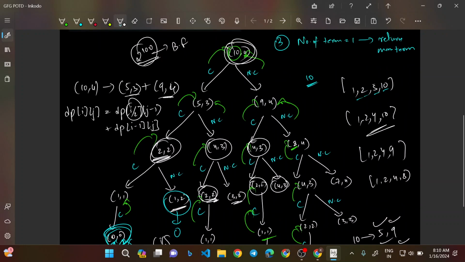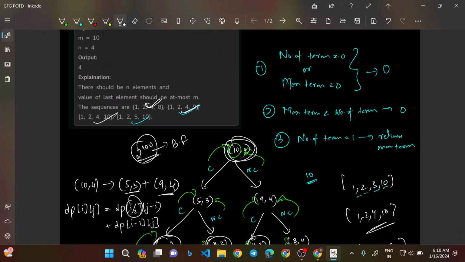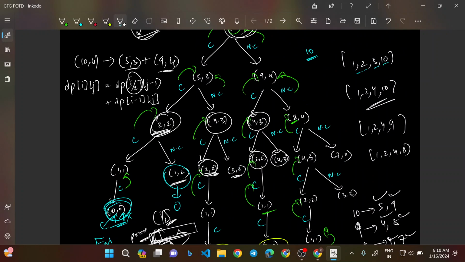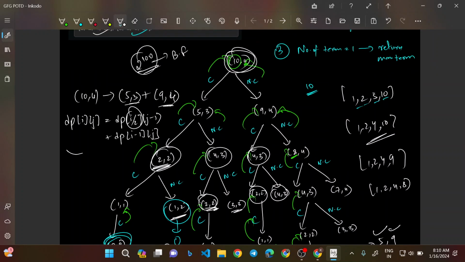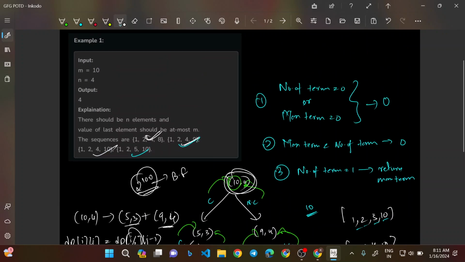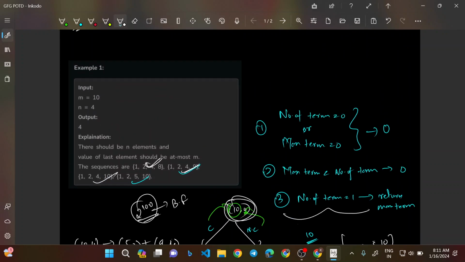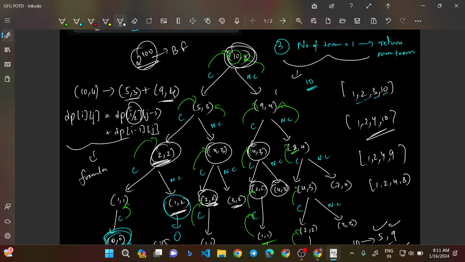So whatever conclusion we have come to, that is what we have written in the code, right? Whatever we have seen, that is clearly evident in the tree diagram. The same thing I have also put in the code. This is the formula, this is how it's depending, and these are the base cases. So there are three base cases. That is what I've written.